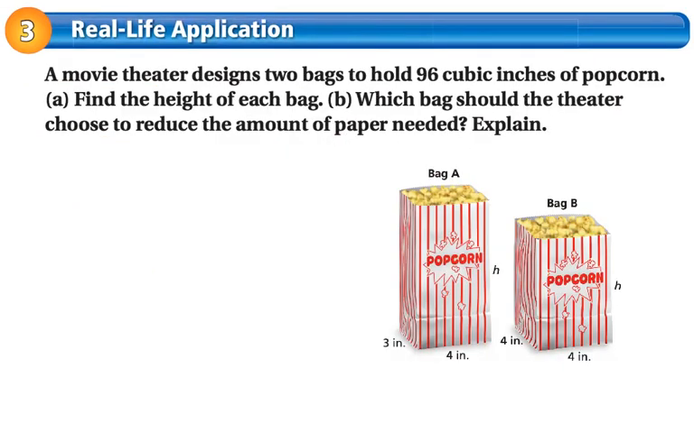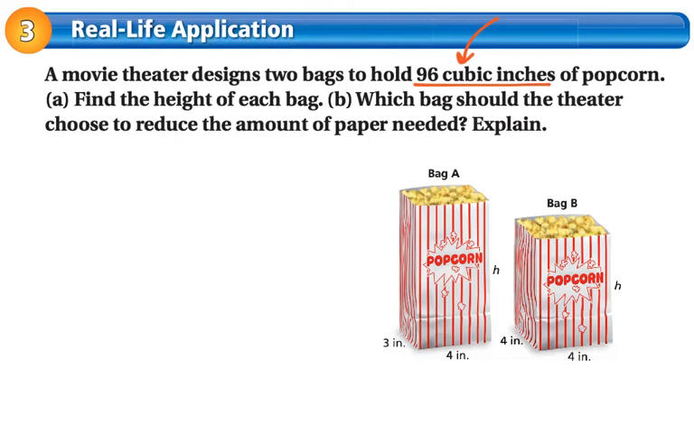In our last example, we're going to take a look at a real-life application. We're actually going to see both volume and surface area. So it says a movie theater designs 2 bags, meaning bags of popcorn, to hold 96 cubic inches of popcorn. So that's the first thing. Both of these bags have the exact same volume. I know it's volume because it's measured in cubic inches, whereas surface area would have been measured in square inches.